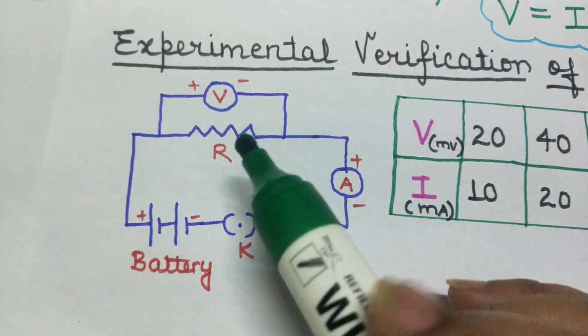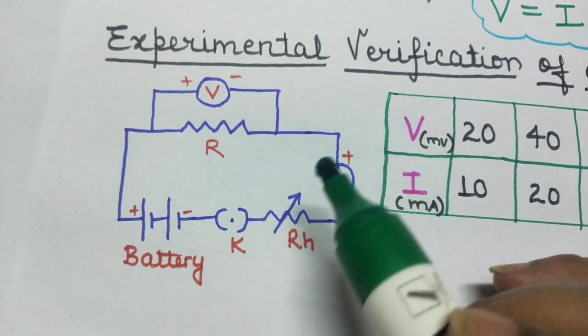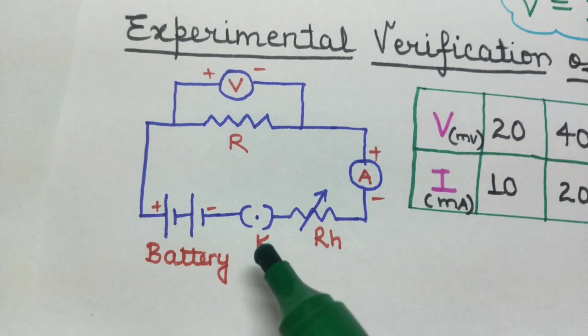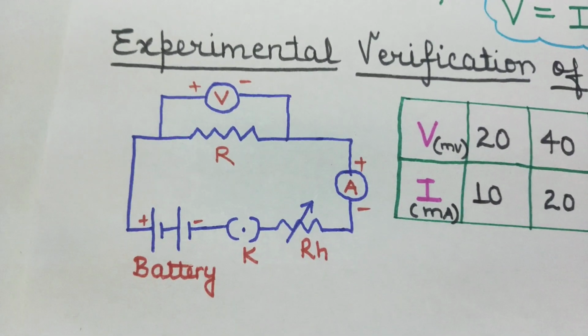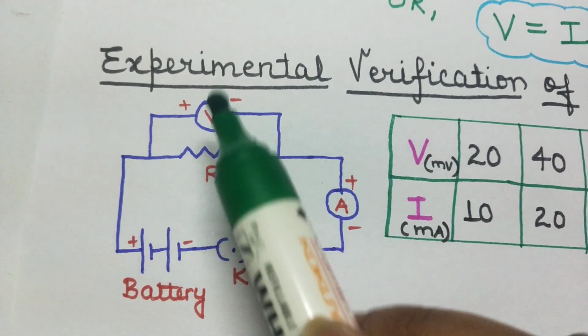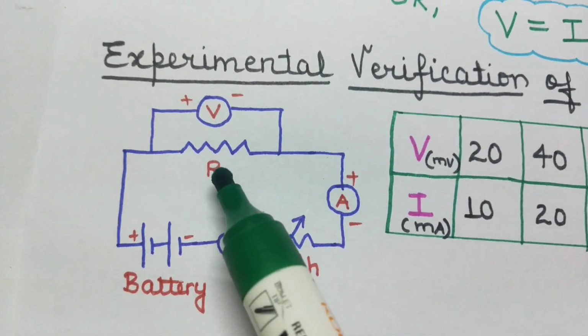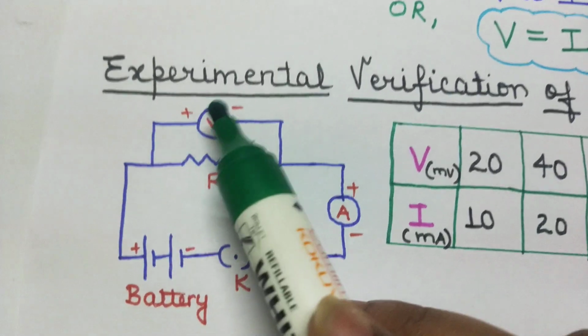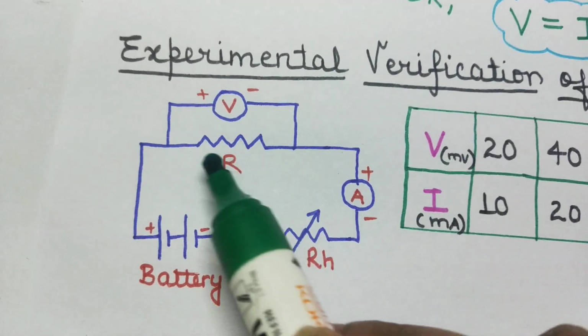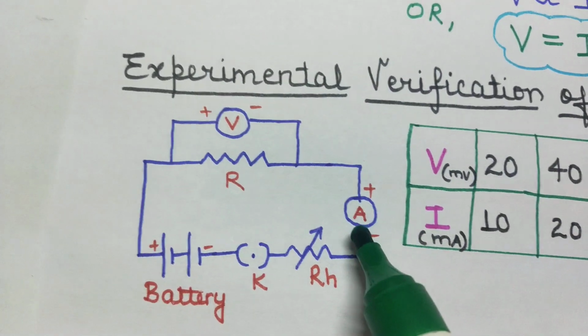This resistance wire, this is a voltmeter, this is an ammeter, this is a variable resistance, also called a rheostat, this is a key, and this is a battery. Now how to connect? The resistance wire is always connected in parallel with the voltmeter. Always remember this. The resistor wire, it is always in series.